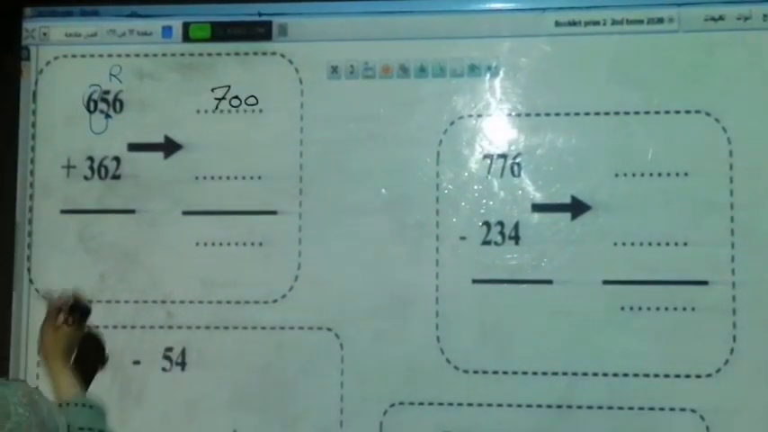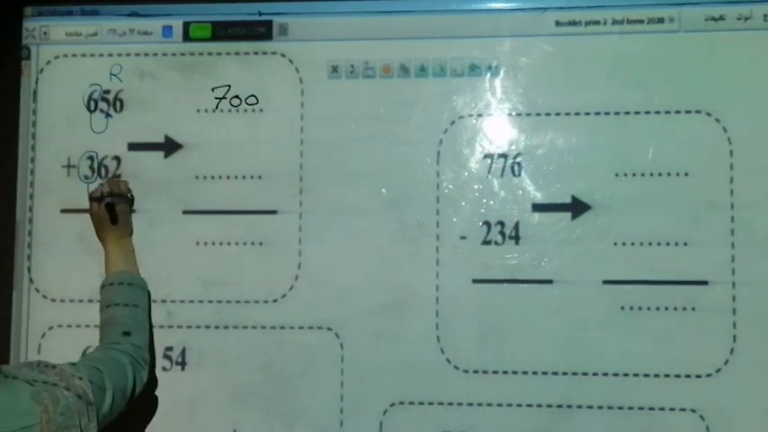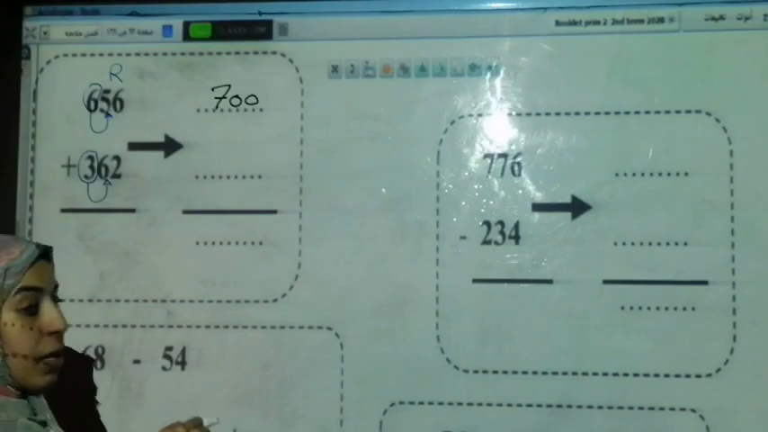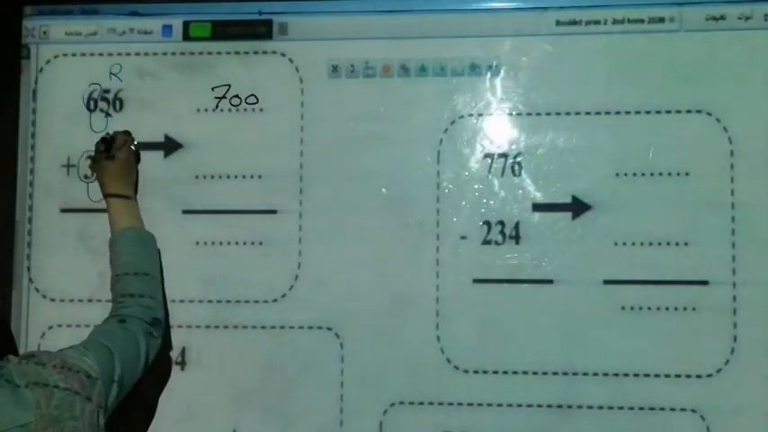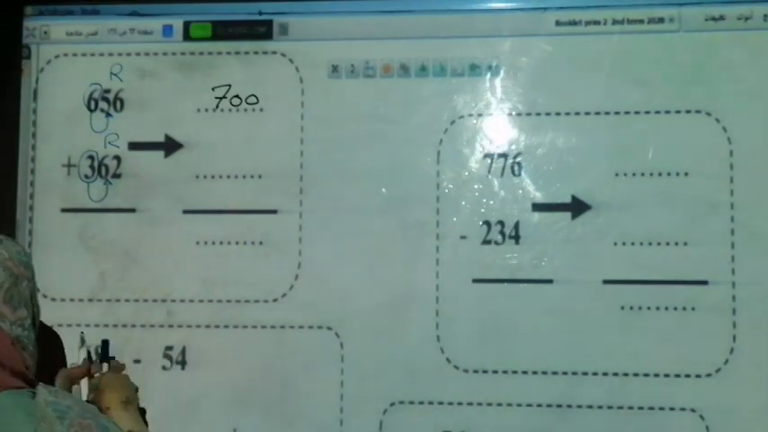And here I have 3 in hundreds. Circle around the digit in hundreds. Look at the digit before hundreds. 6 in tens. 6 is rich. So 362 rounds up to 400.